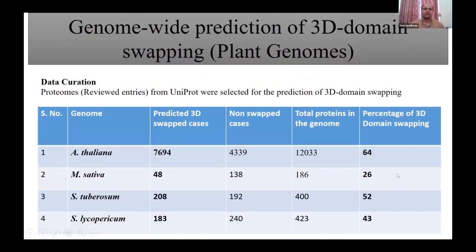Then we also tried to apply this particular random forest model to some plant genomes, and we chose a few of them, like Arabidopsis thaliana, Solanum tuberosum, and Lycopersicum genomes. We did the same thing: we downloaded the proteomes, that means the reviewed entries from UniProt, and then used this model, and we found a similar trend here also. In Arabidopsis, 64% of the proteins were domain swapped, with other plant genomes also showing similar results.